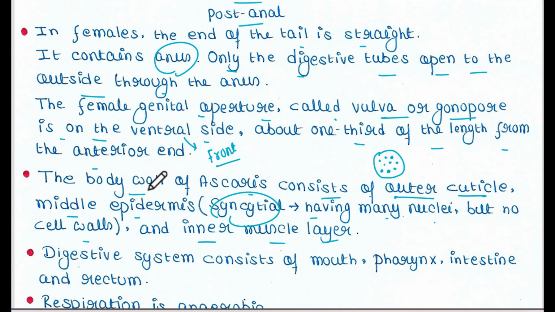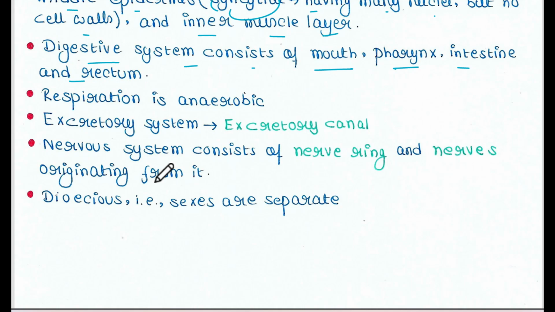And the epidermis is just like this. The digestive system consists of mouth, pharynx, intestine and rectum, and the respiration is anaerobic. The excretory system includes the excretory canal, and the nervous system consists of a nerve ring and nerves originating from it. So there are a few nerve rings where the cell bodies are, and nerves come through those nerve rings. They are of course dioecious. That means sexes are separate. Male and female are separate, and we have seen that sexual dimorphism is very prominent.